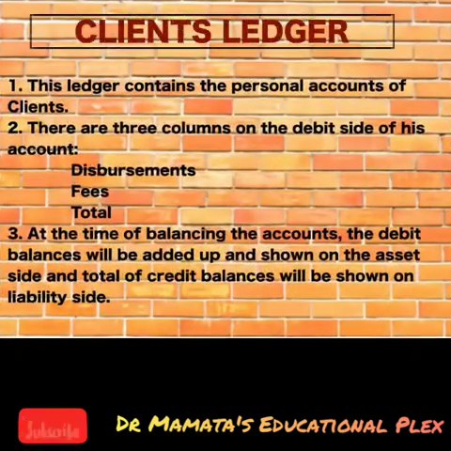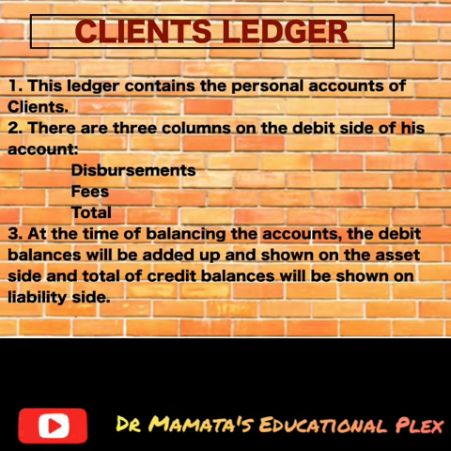Now we will see client's ledger. This ledger contains the personal accounts of clients. There are three columns on the debit side of his account: disbursements, fees and total. The posting to the disbursement column is from client's disbursement account in disbursement ledger. Posting to the cost column is from the bill of costs book. Cash received from the client is posted to the credit side of this account.